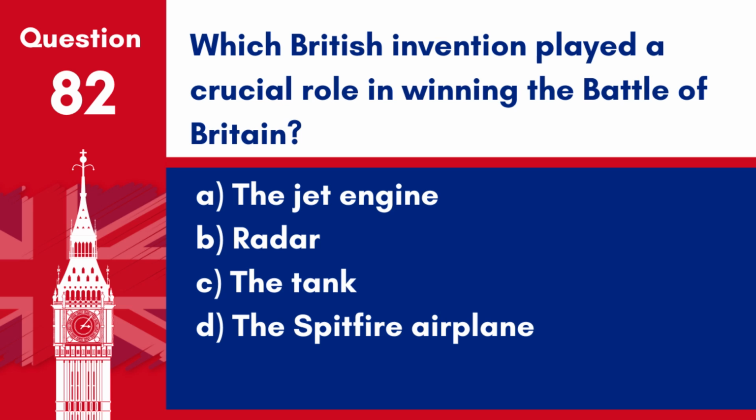Question 82. Which British invention played a crucial role in winning the Battle of Britain? A. The jet engine. B. Radar. C. The tank. D. The Spitfire airplane. Answer. B. Radar. Radar technology played a critical role in the Battle of Britain by allowing the RAF to detect and track incoming German aircraft, significantly contributing to the British victory.